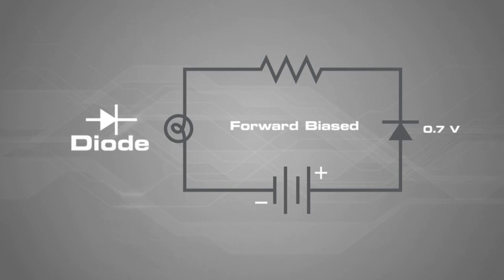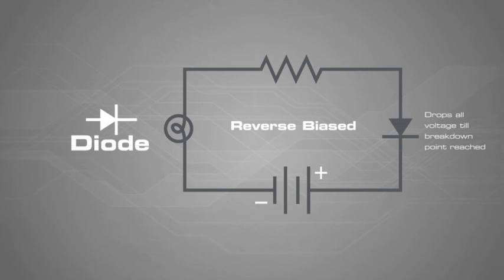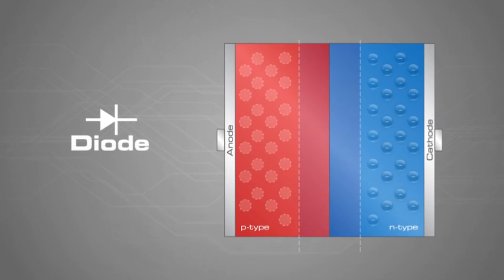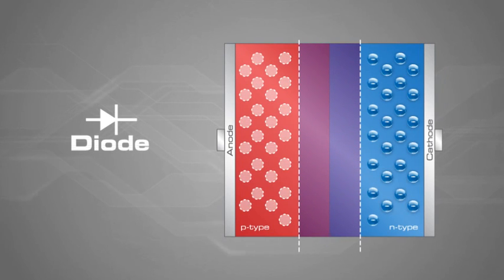A diode that is placed in a circuit with the anode towards the negative terminal of the power supply is known to be reverse biased. A reverse biased diode will drop all of the circuit's applied voltage until the reverse breakdown voltage is reached, at which point the diode will fail. Diodes are a very versatile semiconductor that have many uses and are seen throughout the electronic industry.